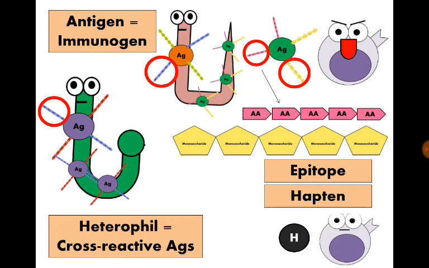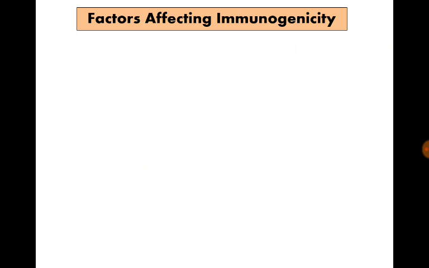The second definition is the hapten, which is too weak to elicit an immune response. However, if this hapten becomes attached to a certain protein, it can elicit an immune response. And this is the mechanism for some drugs causing hypersensitivity, like penicillin. So, the antigen is the molecule that can elicit an immune response.